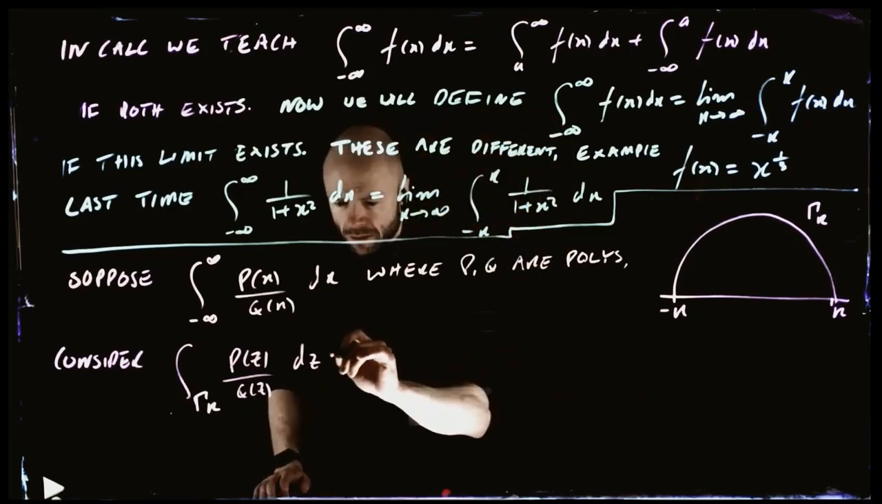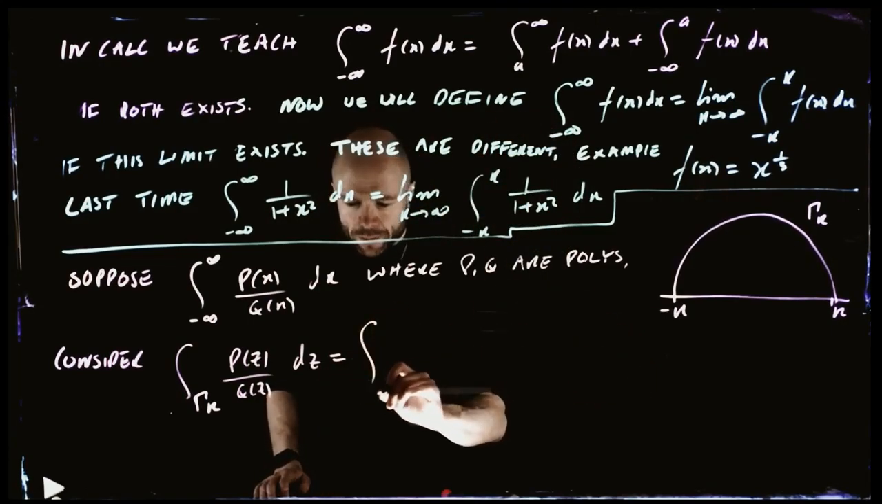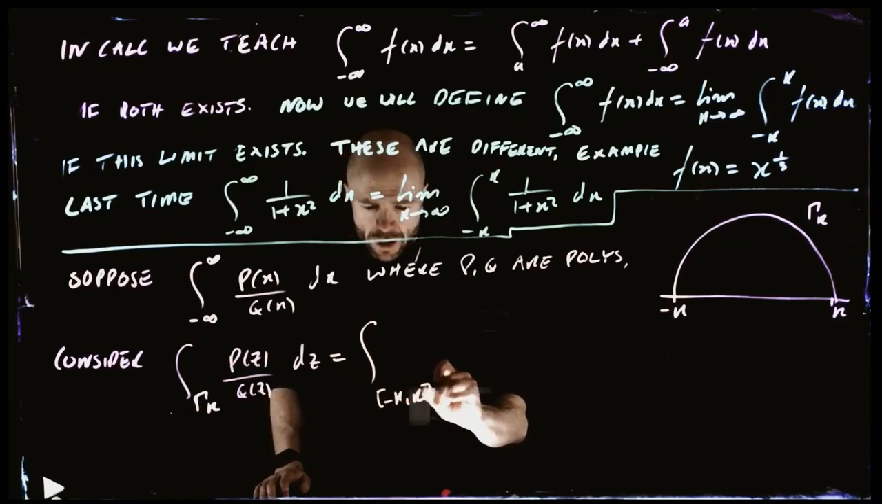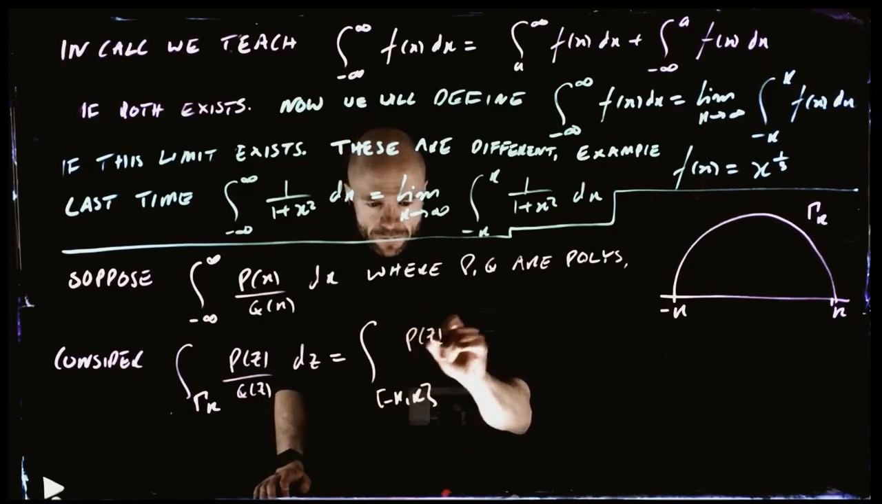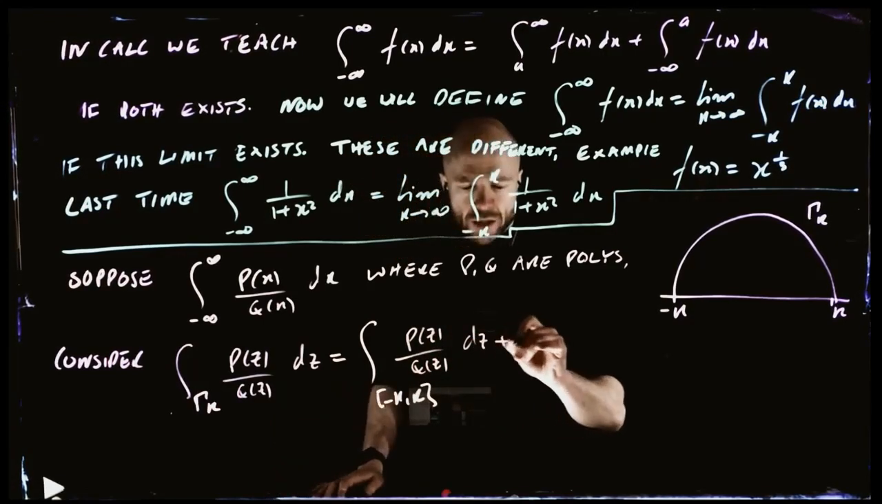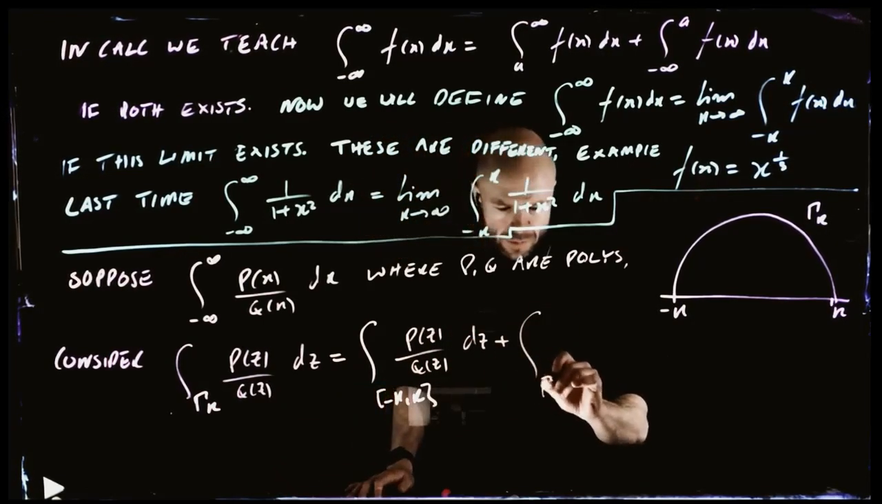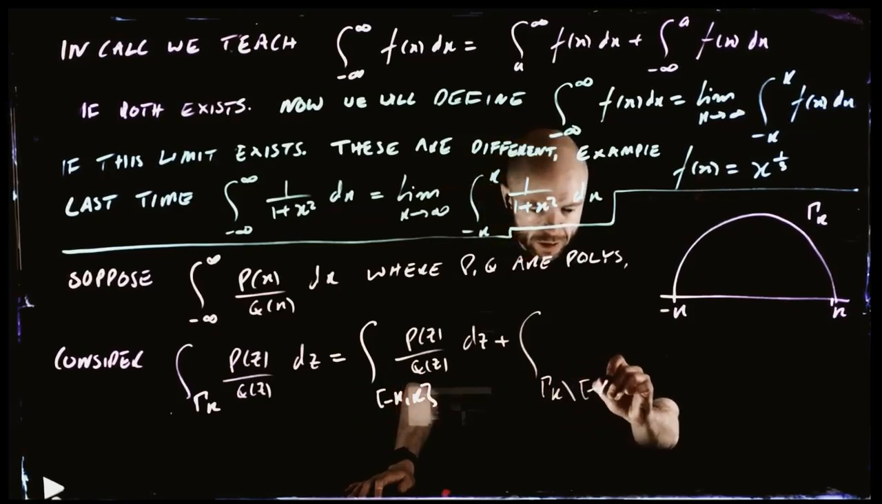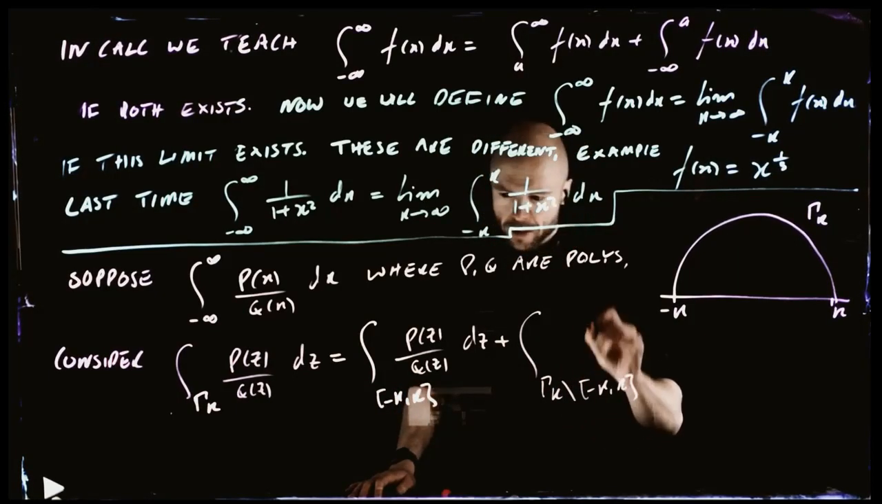So let's write it out. So what is this? This is the integral from minus r to r of this thing. This is the guy we want. This is now just a real integral when we integrate over this part of the real line, right? And then it's this thing. Gamma of r, take away this thing. This is the semicircle part.